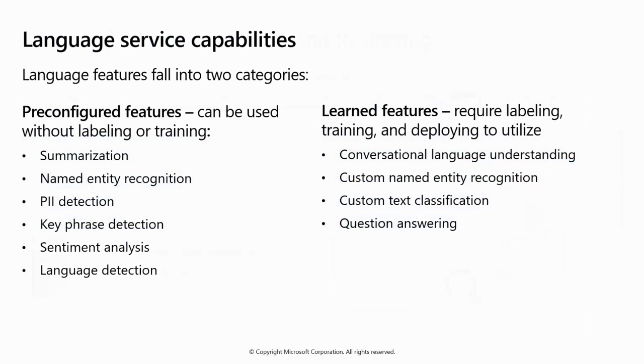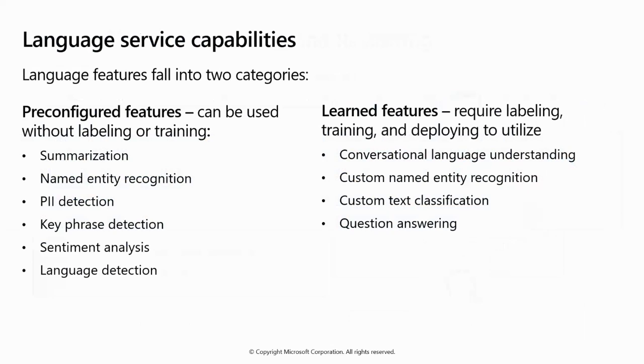Okay. Then we have language detection. Language detection looks at one or more documents to figure out what language each one is written in. For example, if one of the documents says "bonjour" within the text, the service will know that it was written in French. These are the pre-configured features.